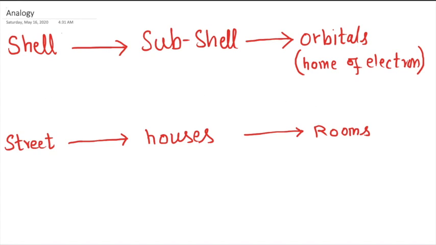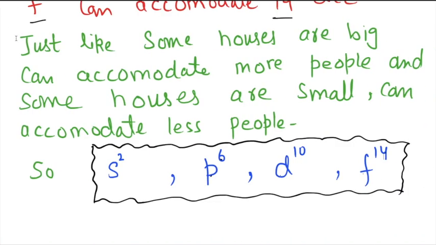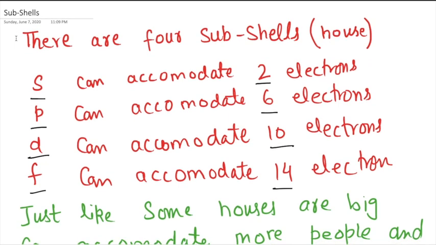Now we move towards the relationship between shell and subshell, a comparison between the shell and subshell. So there are four subshells: S, P, D and F. You have to memorize these names. One subshell is S, second is P, third one is D, and the fourth subshell name is F. S stands for spherical, P stands for principal, D stands for diffuse, and F stands for fundamental.